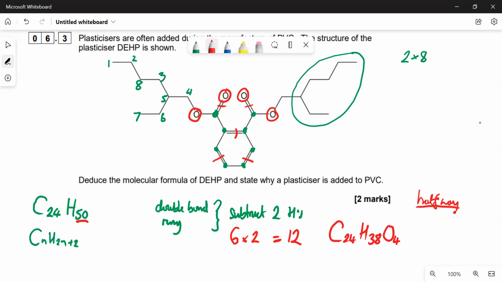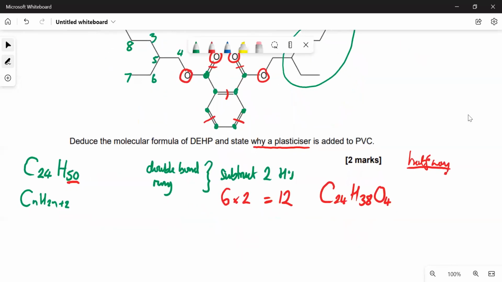But we just say, why do we add a plasticizer? You add a plasticizer to disrupt the van der Waals forces between the polymer molecules to make it more flexible. So they get between the polymer molecules, reduce the size of the van der Waals forces by reducing the number of points of contact, which makes the thing more flexible. Okay, it's halfway, so I will leave that there.